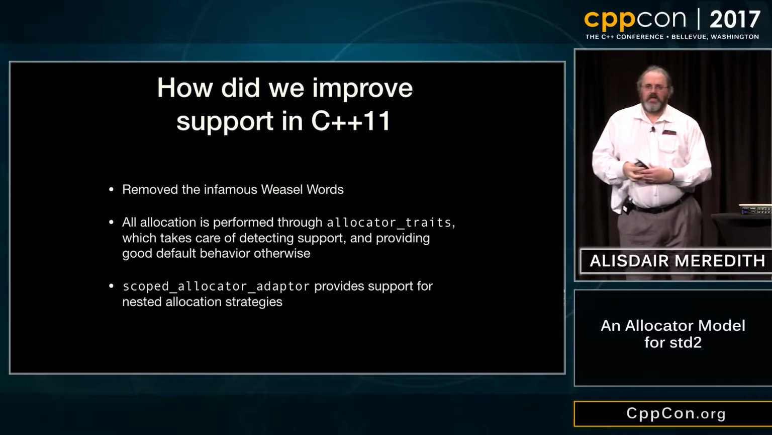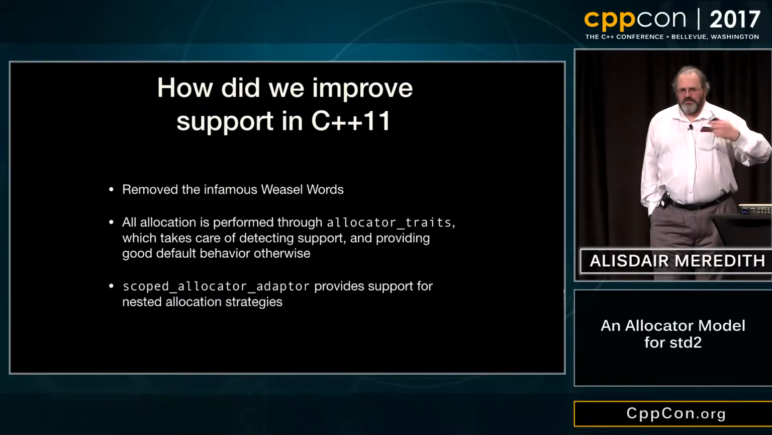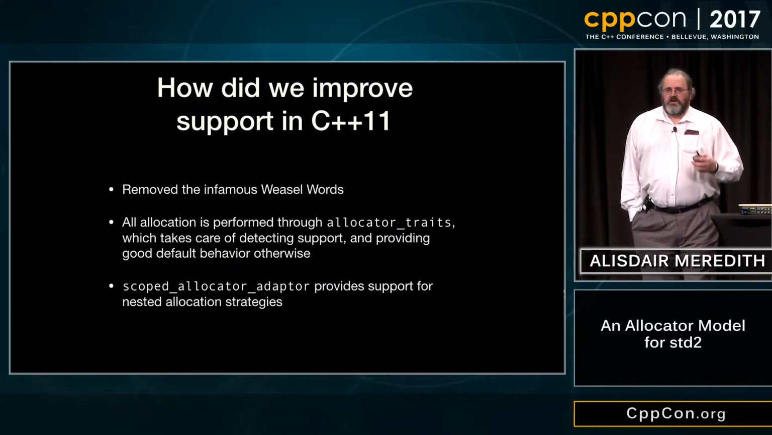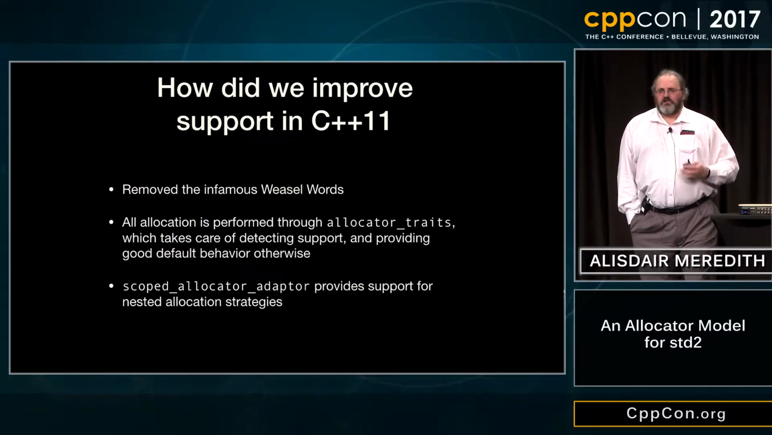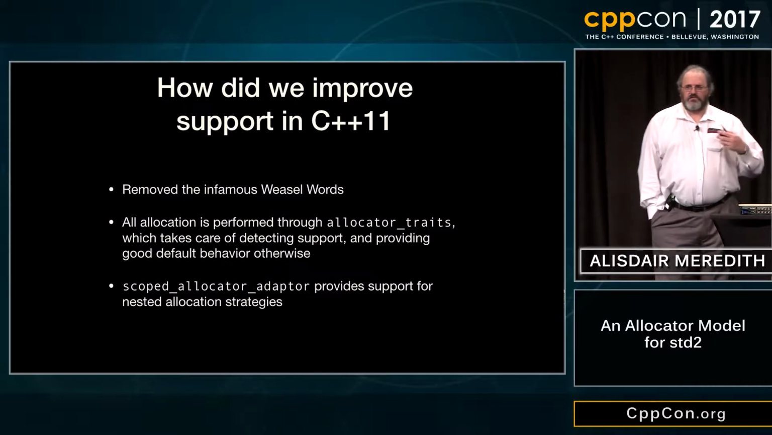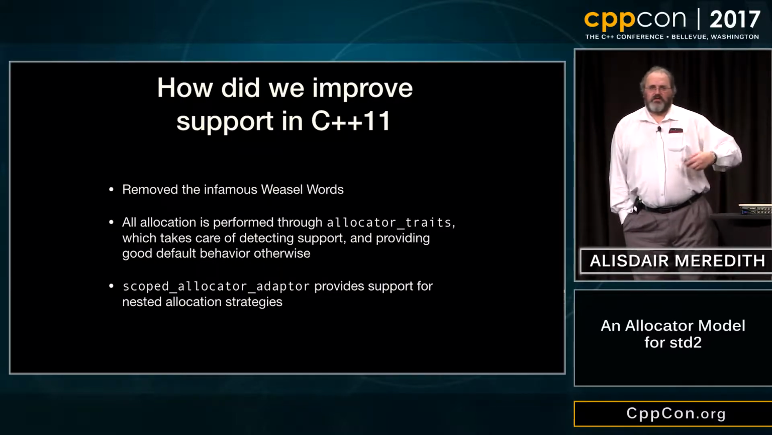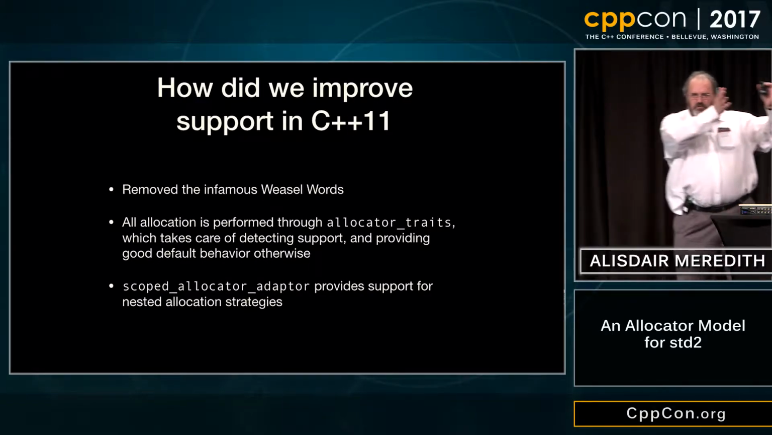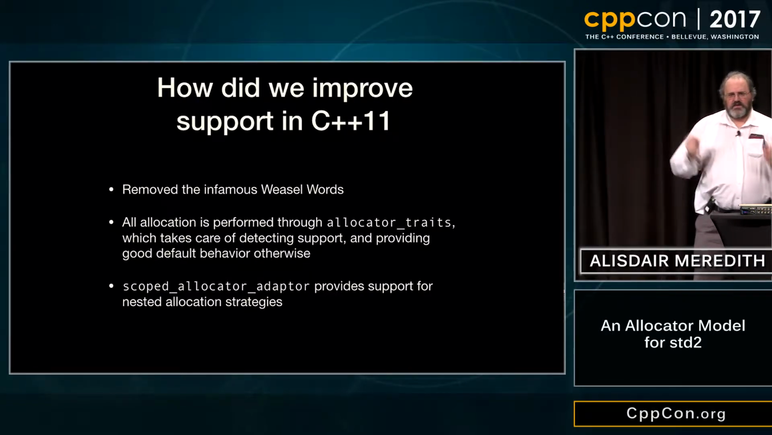And in order to make life a little easier for the container vendors, the people implementing their data structures, we provided the allocator traits facility, which does all the clever work to try to figure out sensible defaults and routine behavior if you don't have an allocator that provides everything, so that allocator developers focus on just what their allocator does.